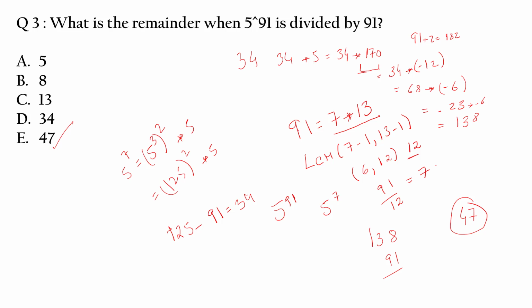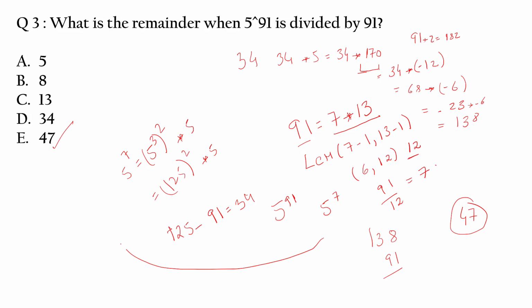I understand this is a bit confusing if you're doing it for the first time and if you're not aware of the remainder theorem. So let me just walk you through. The key concept here is to understand that 91 is equal to 7 into 13, and the fact that the LCM of 6 and 12 is 12. This is important because when you divide 91 by 12, you get 7 as a remainder. So since 7 is the remainder here, the remainder of 5 power 91 when divided by 91 will be the same as 5 power 7 when divided by 91.